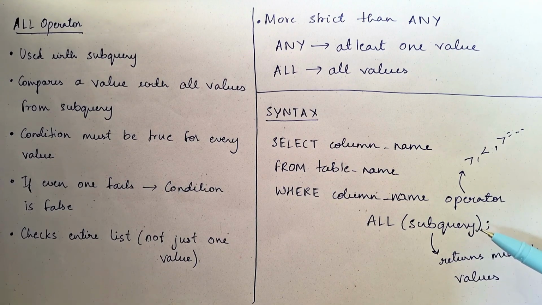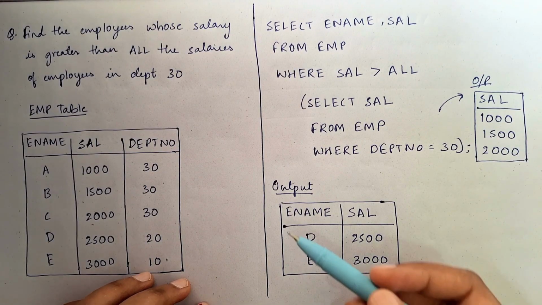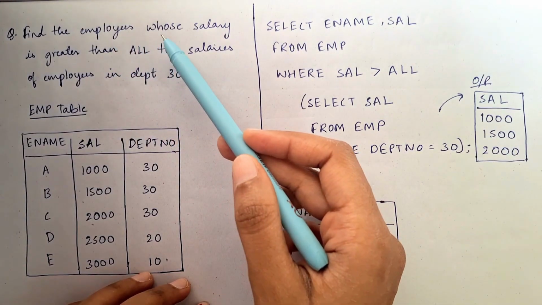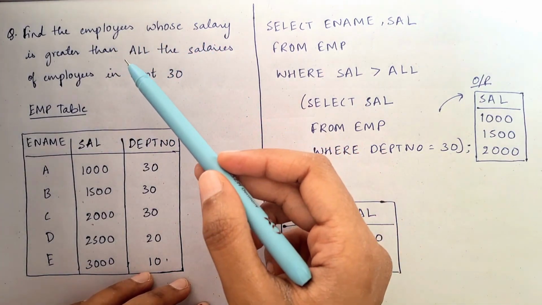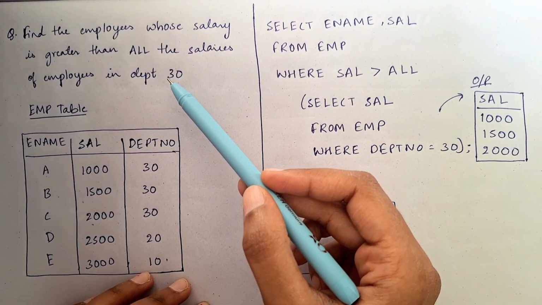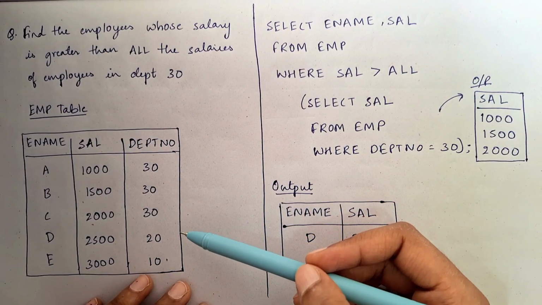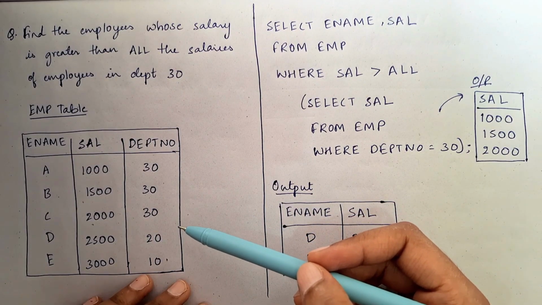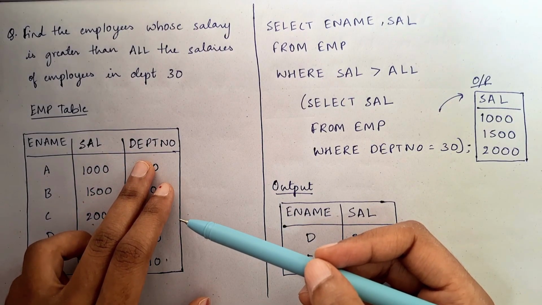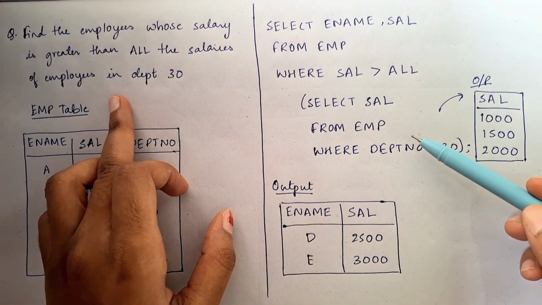Now let's understand the all operator with a simple example. Find the employees whose salary is greater than all the salaries of employees in department 30. Now, this is the EMP table, guys, which has 3 columns, that is employee name, salary, and department number. And this is the query for this question.